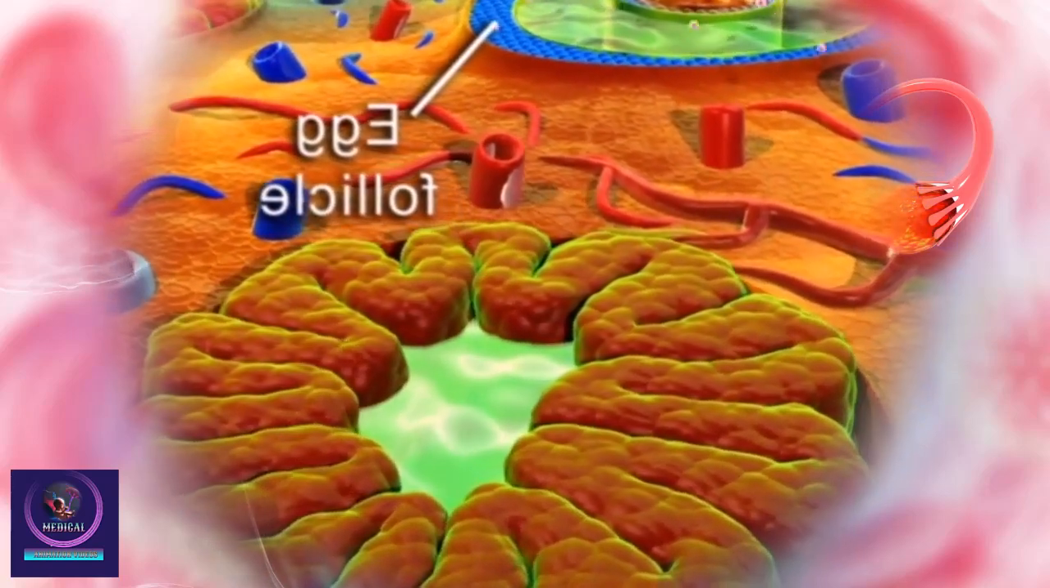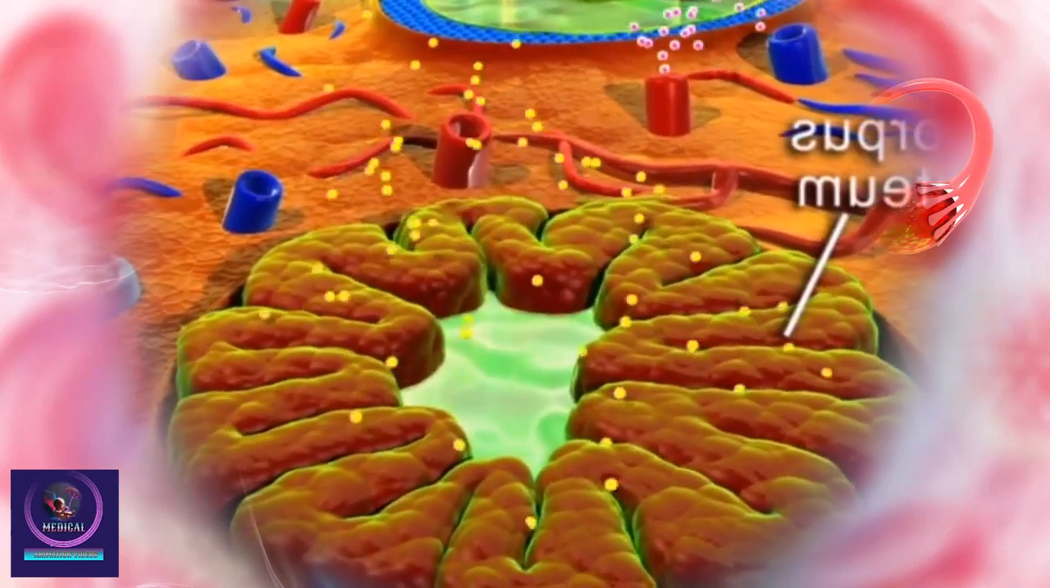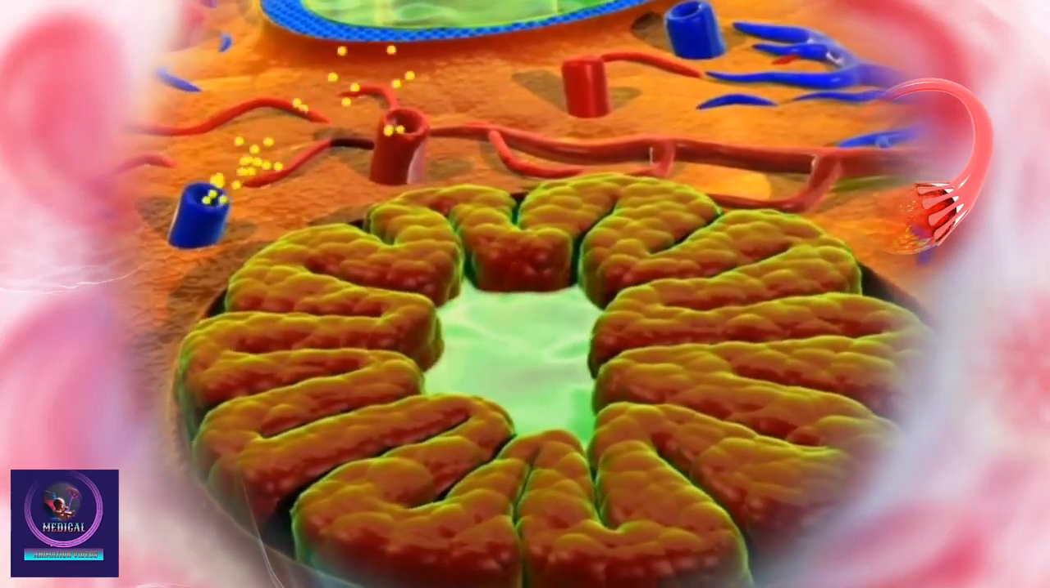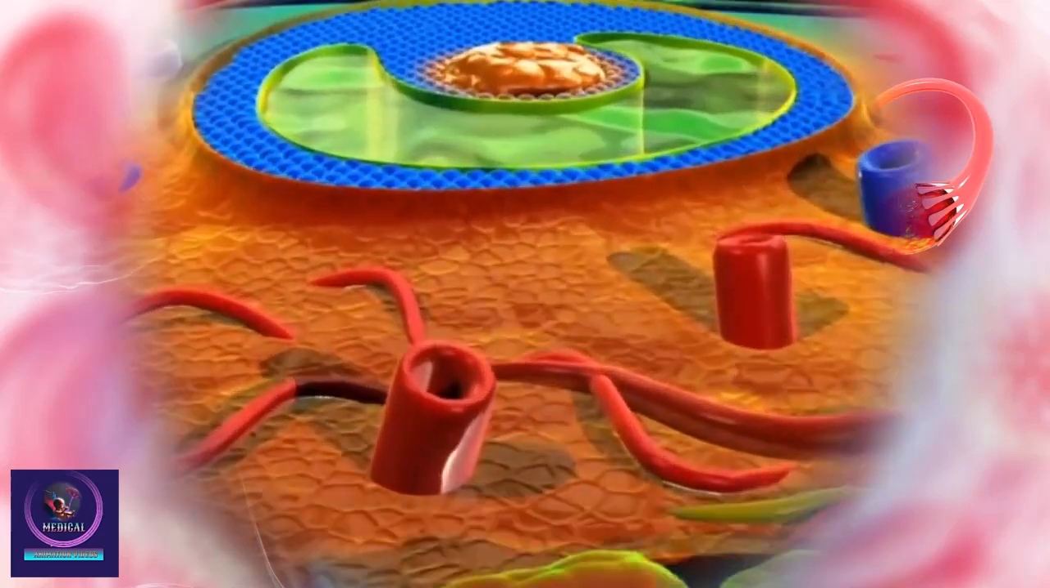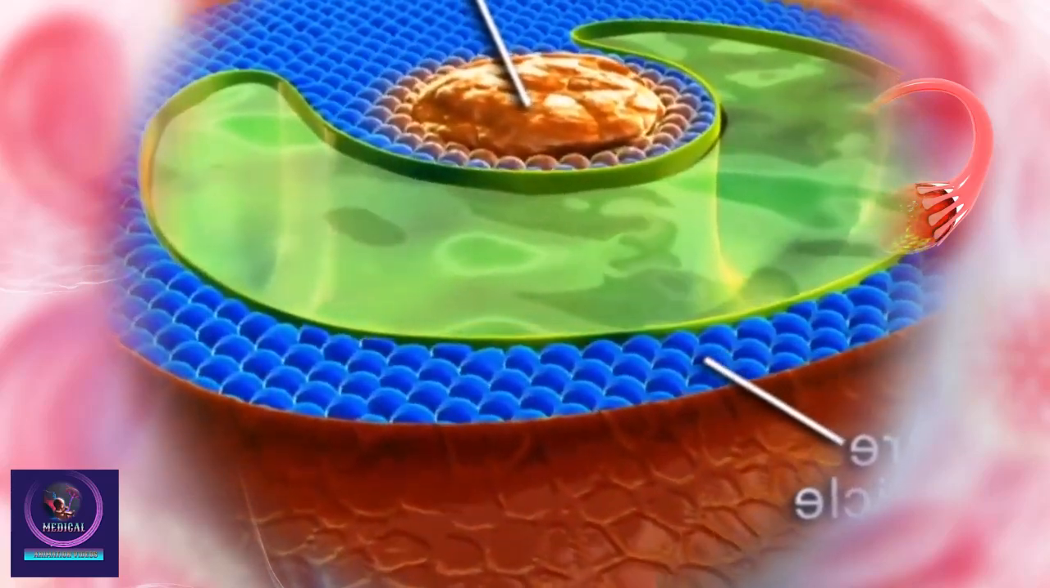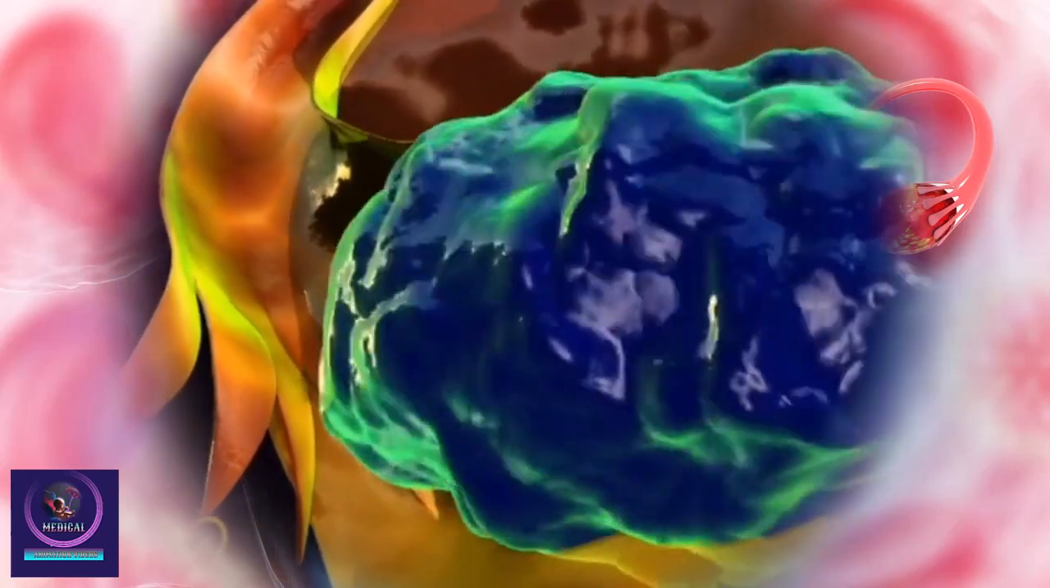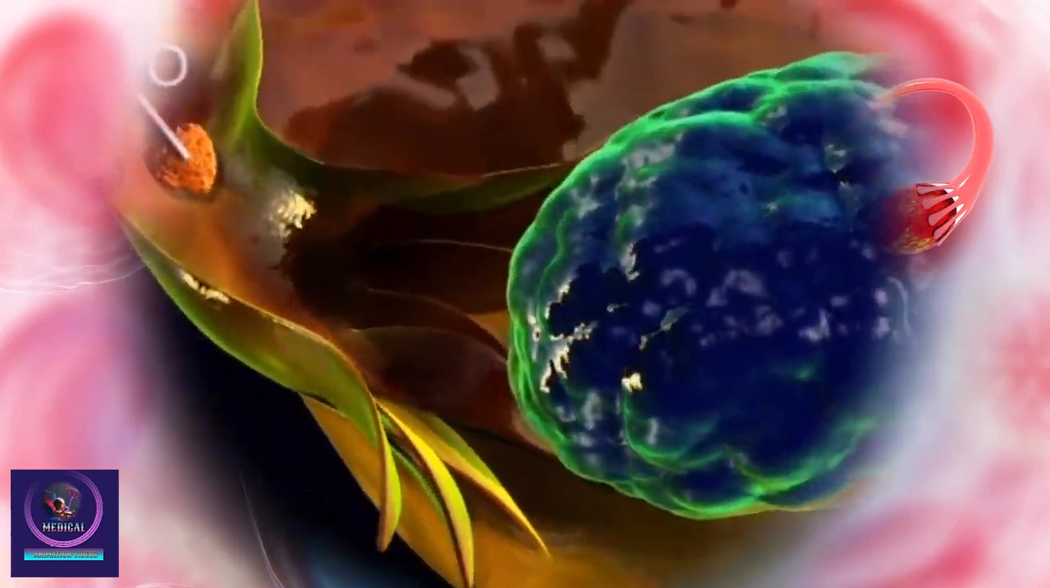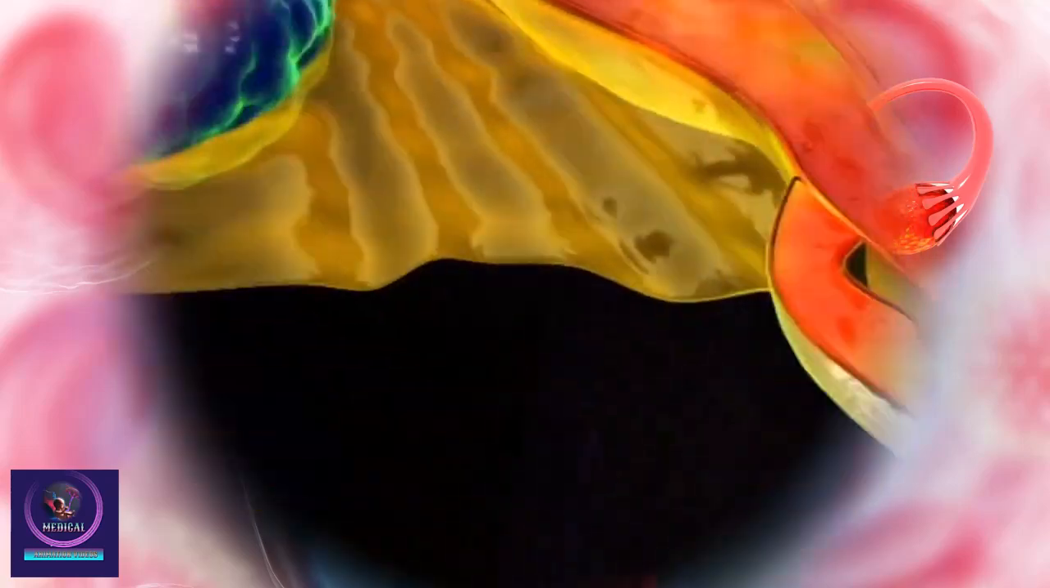The ovarian follicles release estrogen as they develop, and following ovulation, the corpus luteum, formed from the ruptured follicle, secretes progesterone. Each month, typically 1 follicle matures and releases an ovum in a process known as ovulation. This ovum enters the fallopian tube.